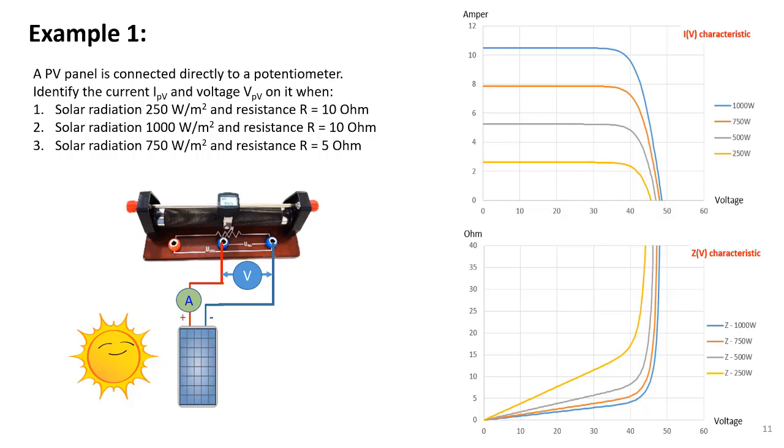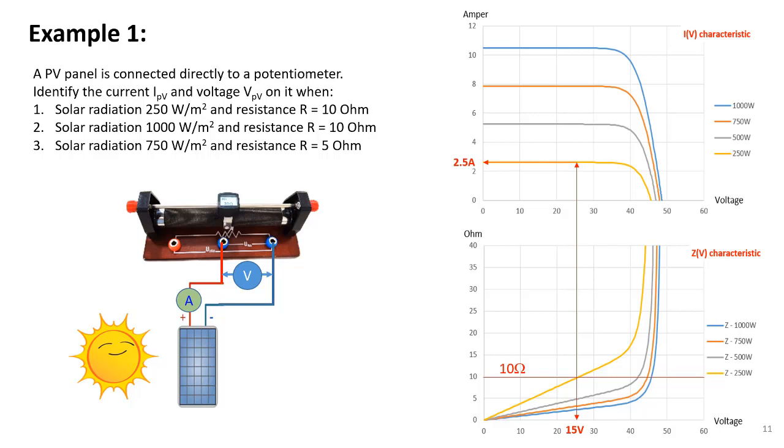Well, basing on the specifications provided by the PV manufacturer, we have the IV curves of the PV, like in the slide. To solve the first question, as the load is 10 ohms, from the Ohm-volt curve of 250 watts per meter square, we can infer the voltage of 15 volts. Then, from this voltage value, we can find on the IV curve of 250 watts per meter square the current value of 2.5 amperes.